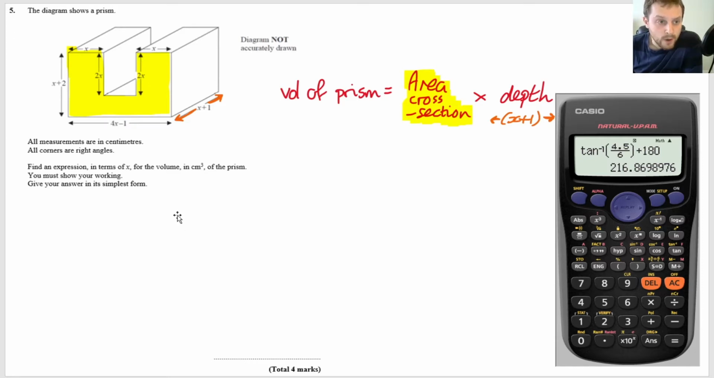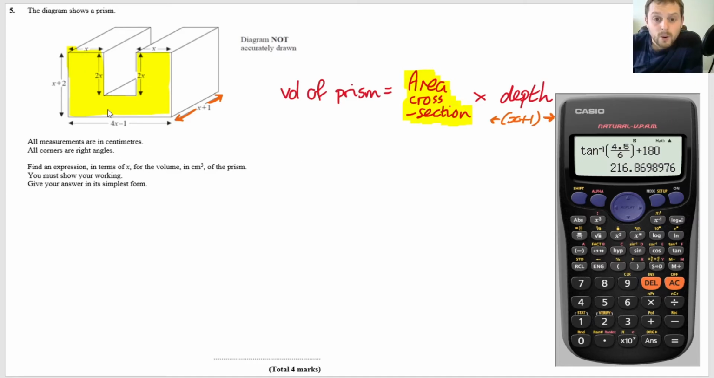Because the volume of a prism is, you work out the area of the shape at the top, or the bottom, or the front or the back. Again, it depends on how it's drawn. And you multiply that by how either deep it is or how tall it is. Again, that depends on how it's drawn. So the shape is kind of like a U shape. It's a U shape all the way from the front to the back. And so the depth of it is x plus 1. So our first job is actually just to figure out this yellow area.